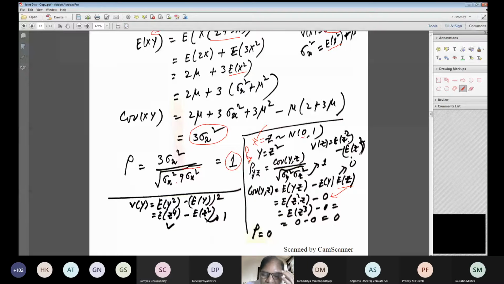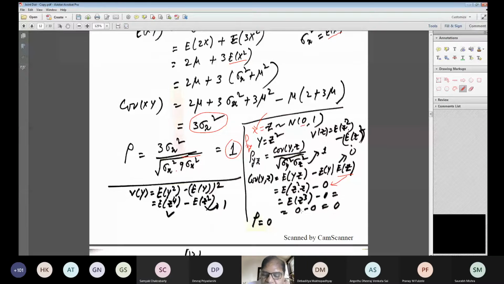Now we already know that all the odd order central moments are 0. So Z has mean 0. So it becomes expected value of Z minus 0 cube. So expected value of Z cube is 0. So correlation is 0. So there is an absence of linear relationship between the two variables.